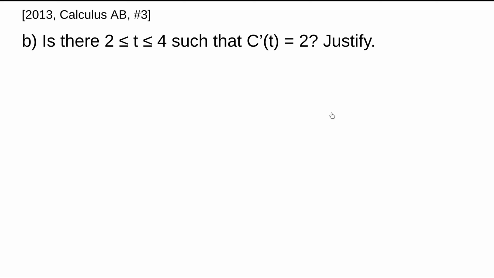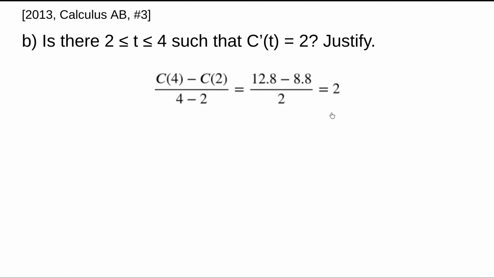In part B of the question, we are asked if there is a time t between 2 and 4 such that C prime of t is exactly equal to 2, and to provide justification. So this looks like a mean value theorem problem. We're given that C is differentiable, so we can use the mean value theorem here.